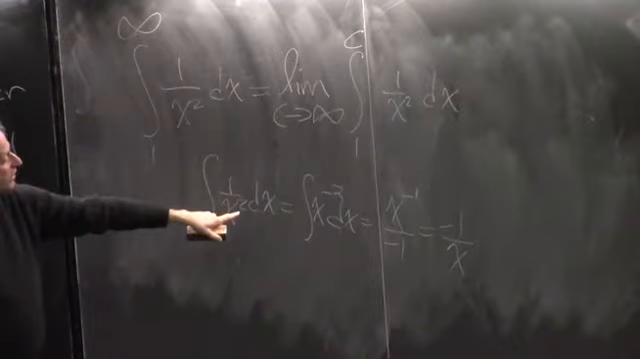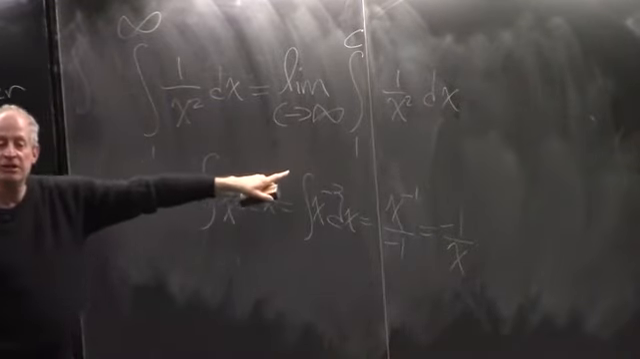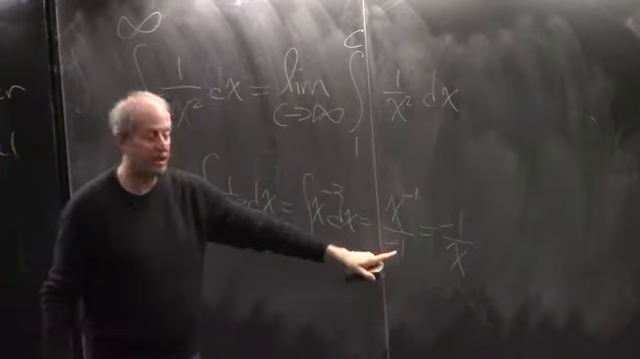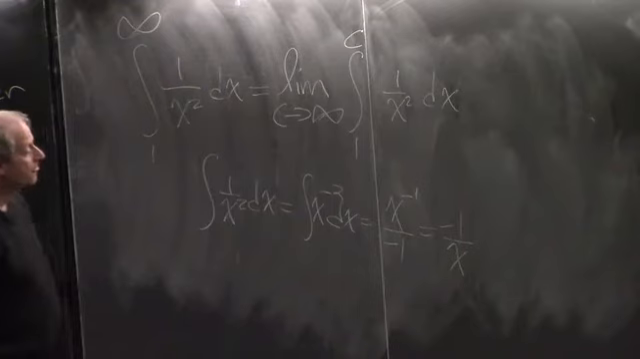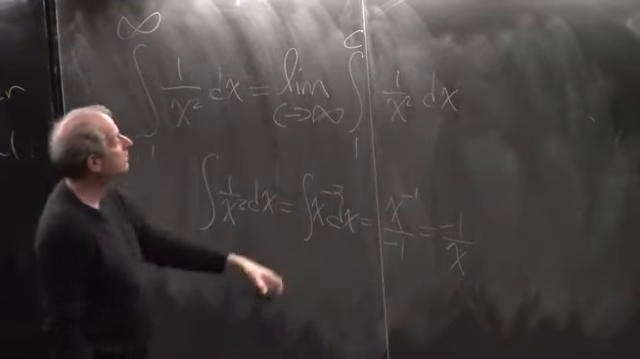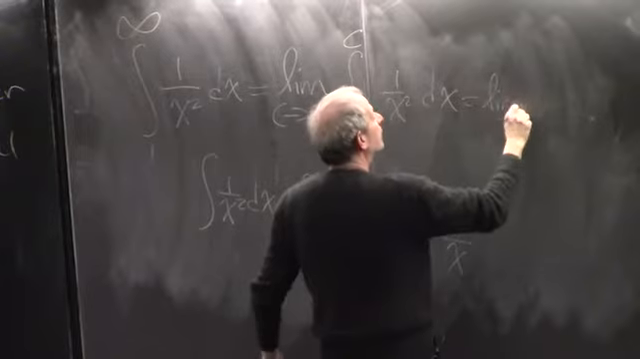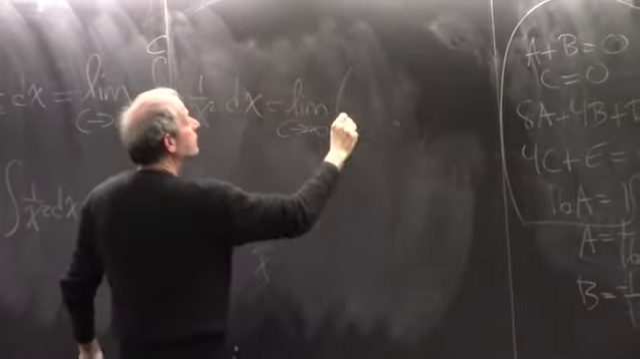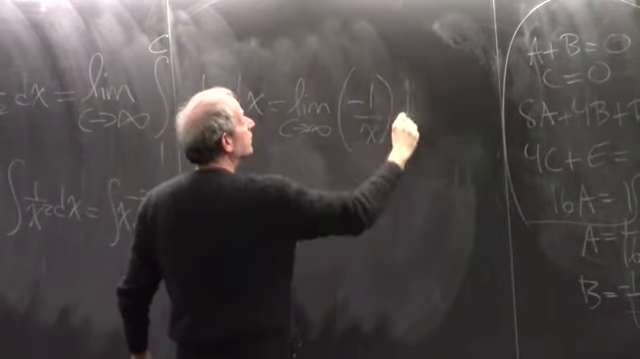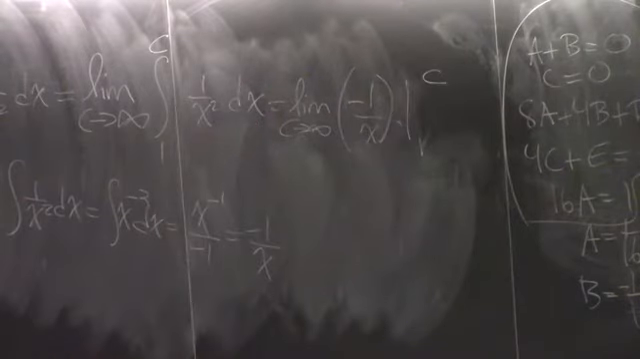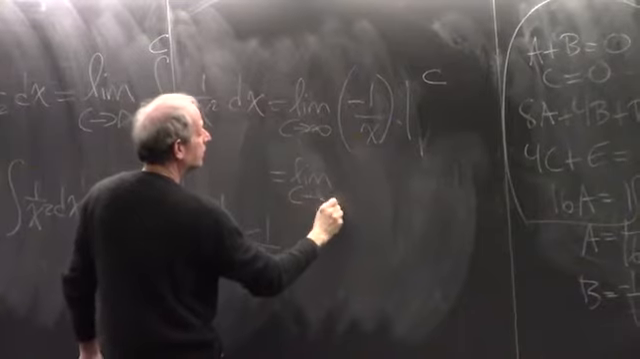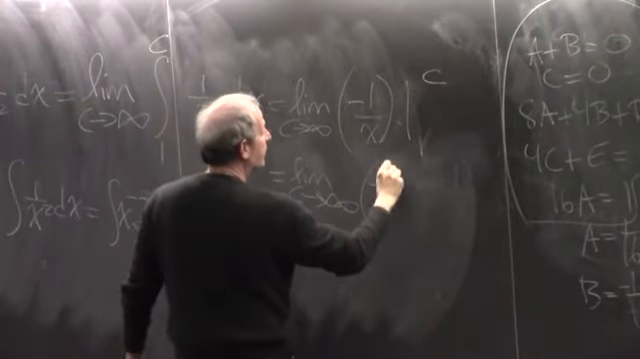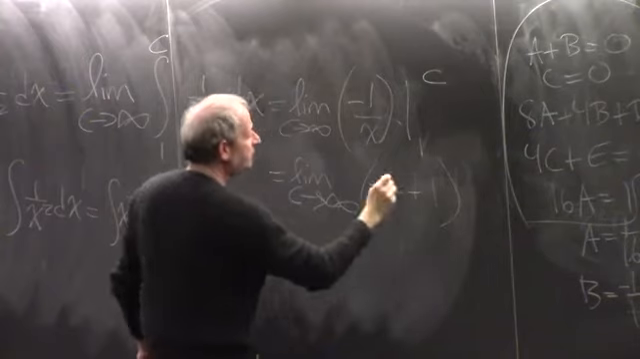So the integral of 1 over x squared, I make that x to the minus 2. And the integral of x to the minus 2 is x to the minus 1 over minus 1. X to the minus 1 is 1 over x. Now, I'm going to do the limit as c goes to infinity of minus 1 over x from 1 to c. That is, you plug in the c, you get minus 1 over c plus 1 over 1.